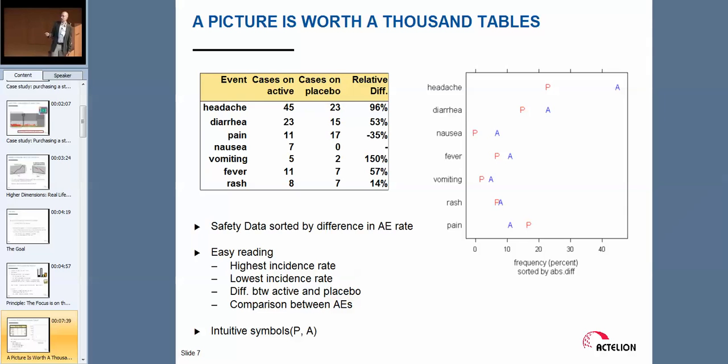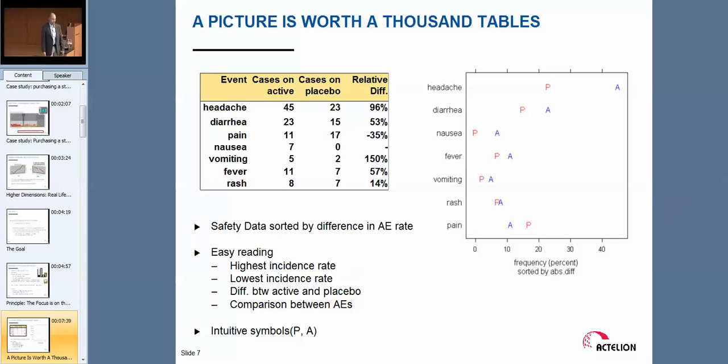And that makes it clear that this is active, this is placebo. You can easily tell that the A is to the left-hand side of the P in pain, so that you have more events in placebo than on active in pain. And here's the other way around. At the other extreme, headaches, active is much more common with respect to headache than placebo.